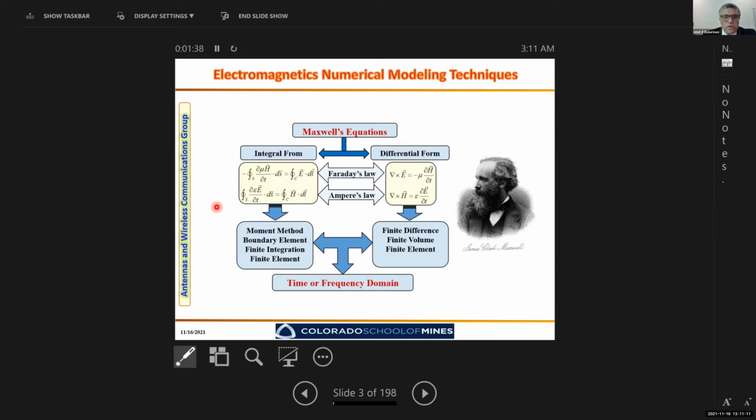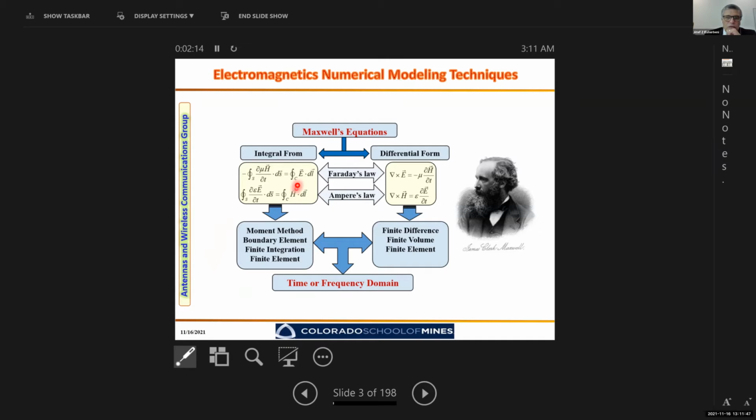This slide summarizes the two forms of Maxwell equations from which we can develop any electromagnetic solver. You can see on the left the integral form of Maxwell equations, and on the right the differential form of Maxwell equations. We can easily combine solutions based on the integral form and the differential form. And in addition to this, we can combine techniques to work either in time domain or in frequency domain.